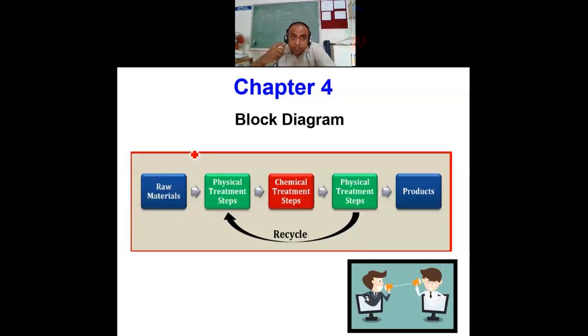Here we make use of mathematical calculation. Block diagrams, we try to reduce them. So that is the main intention in this particular chapter. Any system can be put in the form of blocks.